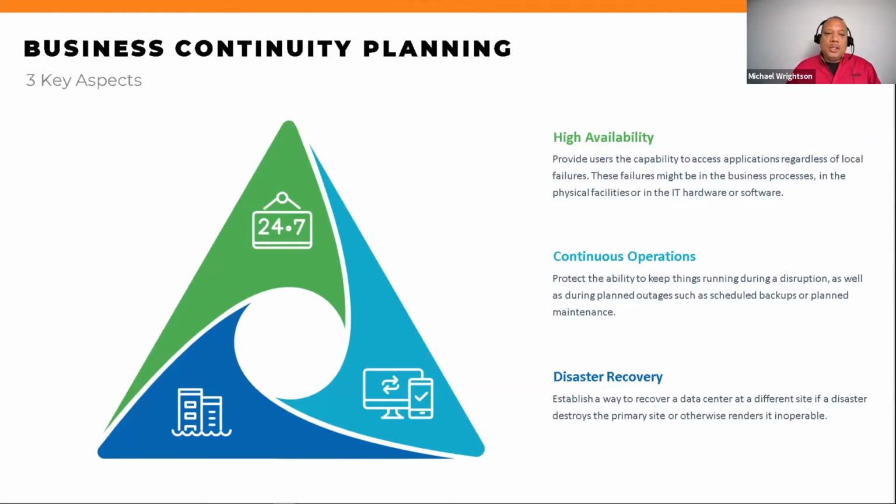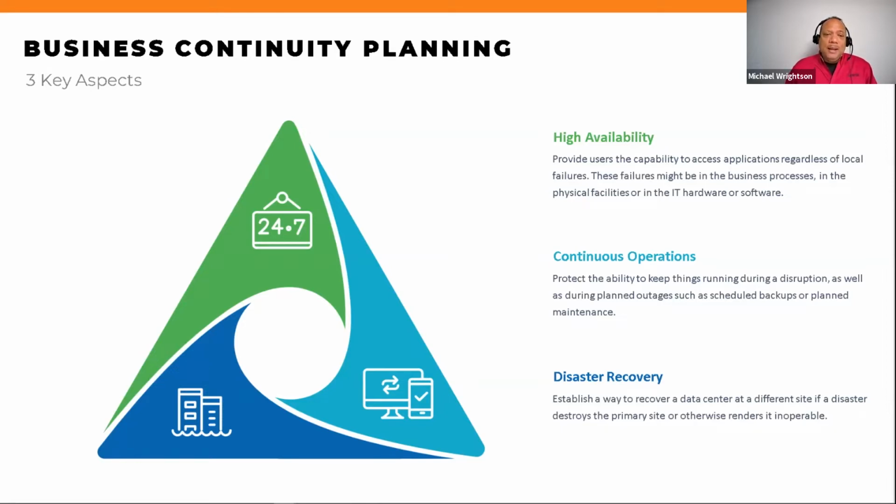And then there is what we call continuous operations. The second piece of your business continuity planning is to protect the ability to keep things running during a disruption, as well as during planned outages, such as scheduled backups, disaster recovery tests, and planned maintenance. This is a slightly different angle, in that you're still in normal operations, but if you're going to do any of these ancillary tasks, such as a disaster recovery test, you don't want to impact the production environment. So it is very important to plan for these things and have them built into your disaster recovery plan and business continuity plan.